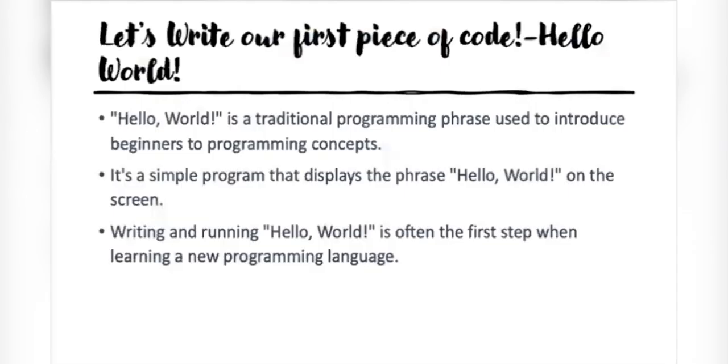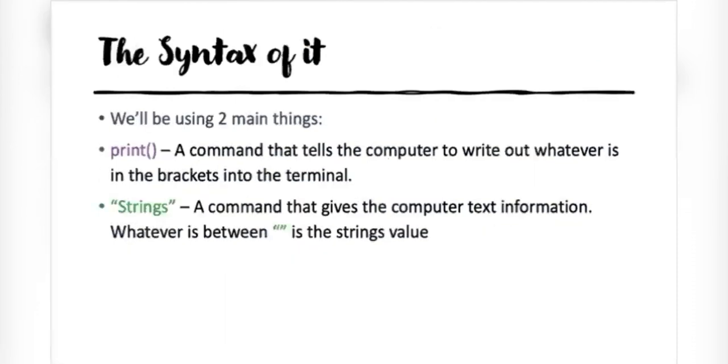Let's try our first piece of code: Hello world. Hello world is a traditional programming phrase that we use to introduce beginners to programming concepts. It's a pretty simple program that displays the phrase hello world on the screen. It's always the first step when you learn a new coding language. But let's get into the syntax of hello world.